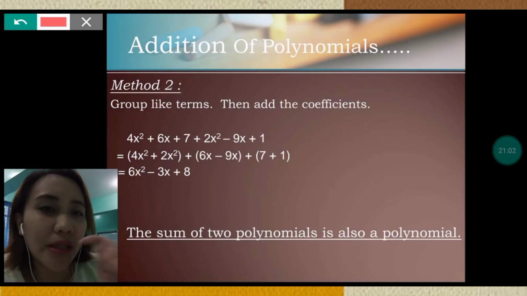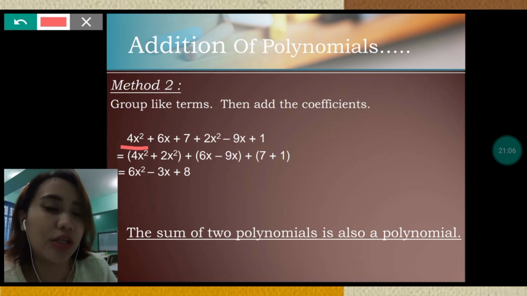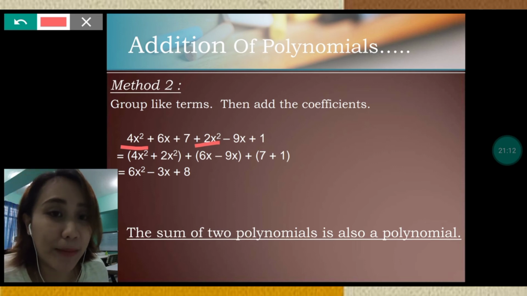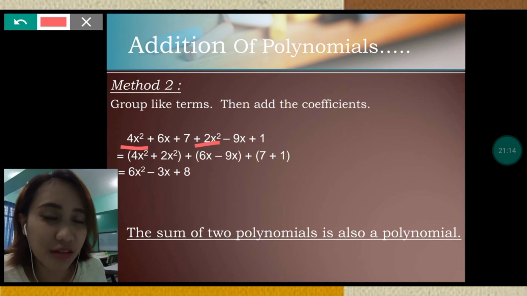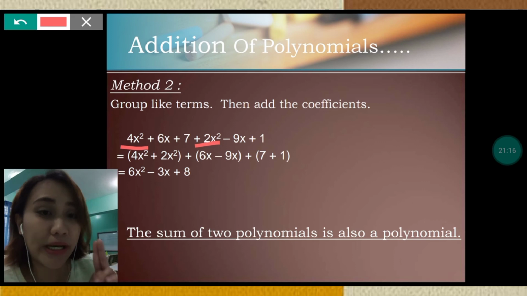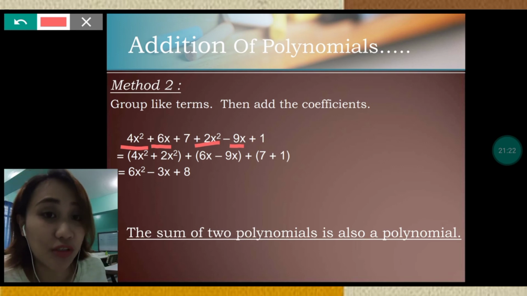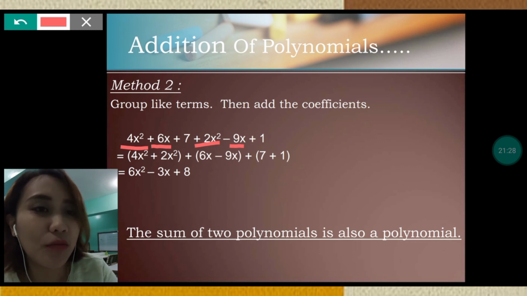let's start with 4x squared. Looking for its similar term, it's 2x squared. Why? Because both terms have the same variable and the same exponents, therefore you can combine those terms. Next, we have 6x and negative 9x. Those are similar terms because they have the same variable. And lastly, combining the constants 7 and 1.